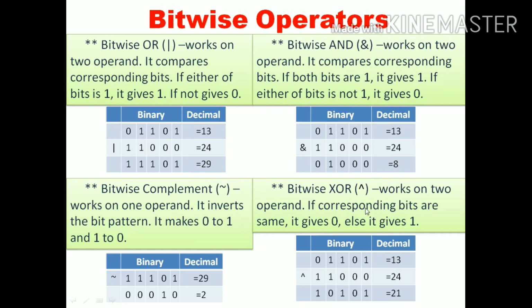If corresponding bits are the same, it gives 0. So corresponding bits both are 1 and 1, that means 0. Here 0 and 0, that means 0. Otherwise, if you have different values, 0 and 1 becomes 1, 1 and 0 becomes 1. So the binary value of the result is 10101, and the decimal value is 21.